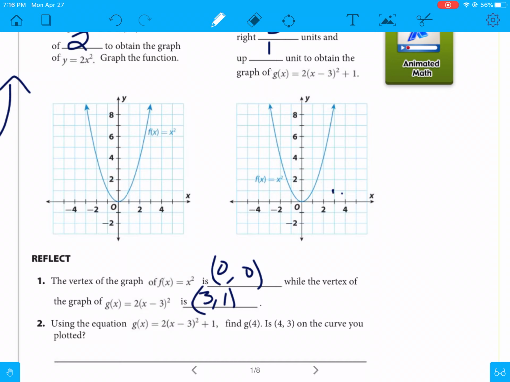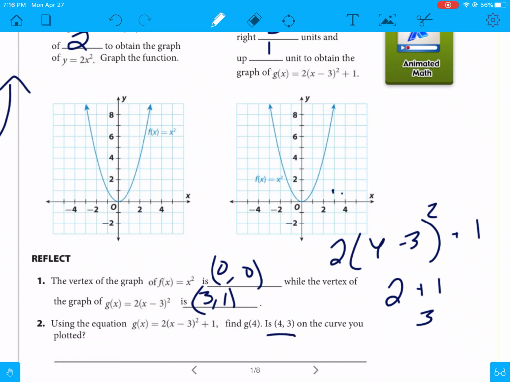So for number 2, it says, using the equation g of x equals 2 times x minus 3 squared plus 1, find g of 4. So what we're going to do is plug a 4 in for our x. So it's going to be 2 times 4 minus 3 squared plus 1. So 4 minus 3 is 1. 1 squared is 1, times 2 is 2, plus 1 is 3.